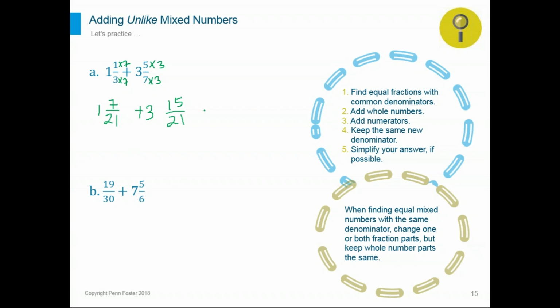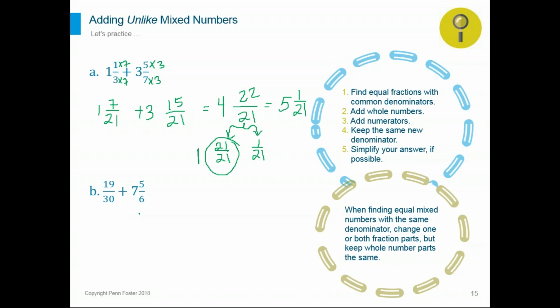We're adding, so add the tops. 7 and 15 will give you 22. 1 and 3 will give you the 4, and then 21 will stay the same. Again, 22 over 21. This is an improper fraction. Think about it in terms of two fractions. 21 over 21. The leftover between 21 and 22 is 1 over 21. This is a whole number 1. I have a whole number 4. Add, so the answer would be 5 and 1 over 21, and this is the simplest answer.